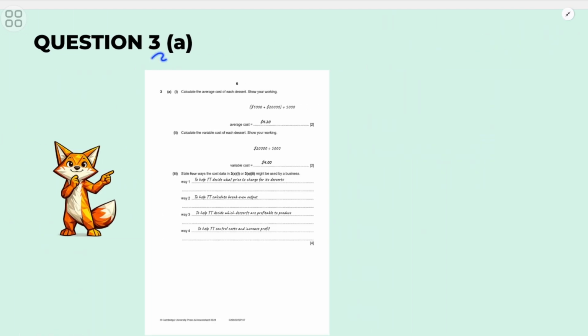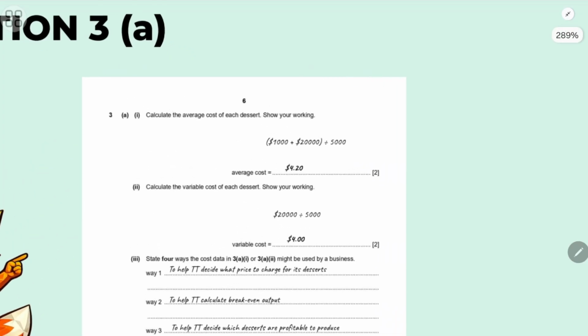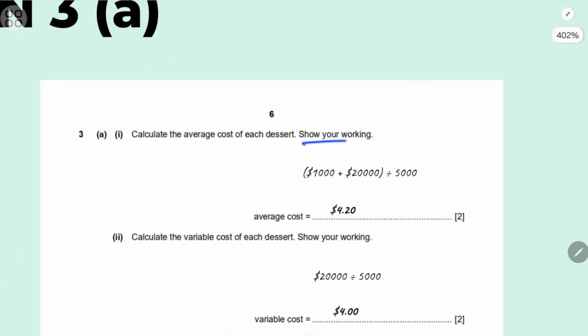Question 3a1. Calculate the average cost of each dessert. Show your working. In this question, you must calculate the average cost per dessert. To do this, you need to add fixed costs and variable costs together, then divide by the total number of desserts. Always show your formula and working to make sure you get full marks.